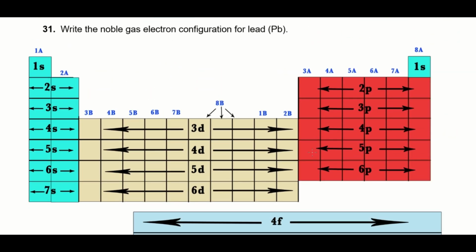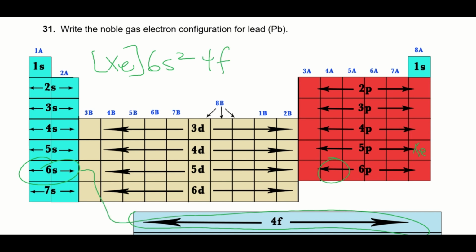Noble gas for lead is down there. So the previous noble gas is xenon. Start with that. All right, let's go through here. Go through 6s2. Go down here. 4f14. And then go through there. 5d10. And then you end up at 6p1, 6p2. My stylus is struggling at this point.